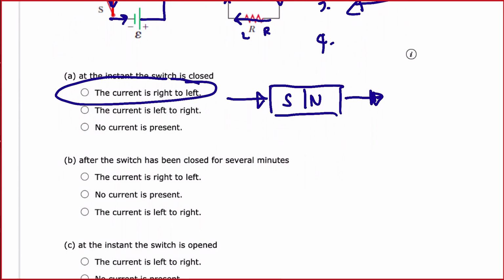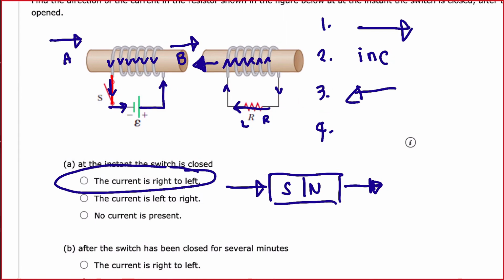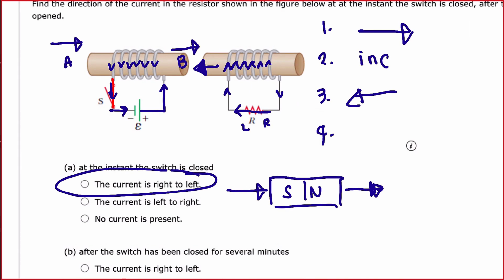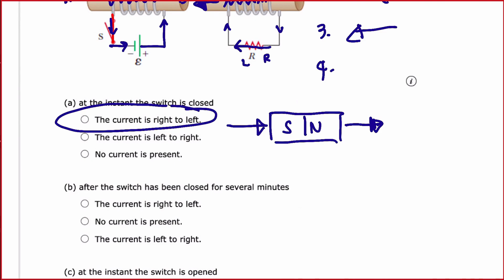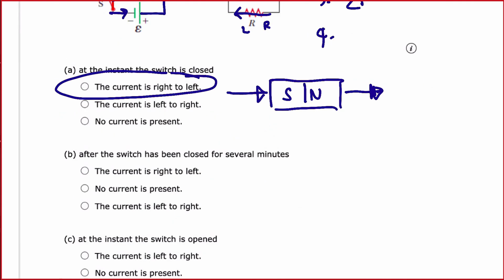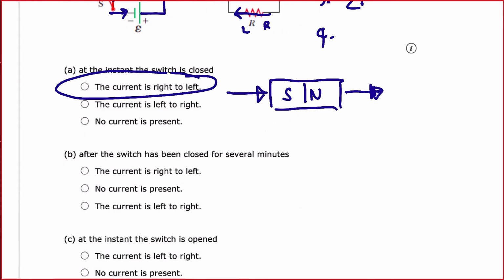So, in this case, after the switch has been closed for several minutes, you could no longer say that there is an increase or a decrease in the magnetic flux because there's no change in current, there's no change in any other factors, so therefore there wouldn't be any change in magnetic flux, and if there's no change in magnetic flux, then there will be no induced EMF. If there's no induced EMF, then there's no induced voltage. And any questions about that?